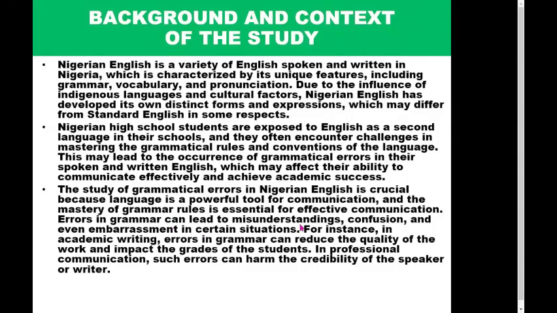Errors in grammar can lead to misunderstandings, confusion, and even embarrassment in certain situations. For instance, in academic writing, errors in grammar can reduce the quality of the work and impact the grades of the students. In professional communication, such errors can harm the credibility of the speaker or writer. You see, so these are all part of the background.